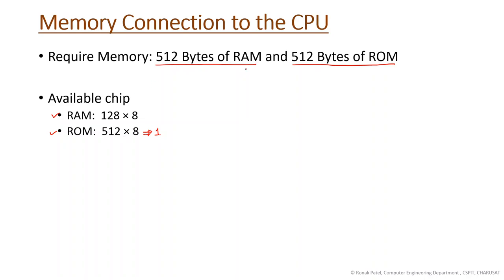Now 512 bytes of RAM. What specification is available with us? That is 128x8 bits, meaning 1 byte. This specification is available. So this is one word. 512 divided by 128. This is 2^9 and 2^7. So if you divide this, then 2^9 minus 7 means 2^2. So 4. So we require 4 RAM chips of this specification. Right, so when you use 4 RAM chips of this specification and 1 ROM chip of this specification, you can construct this memory, 512 bytes of RAM and 512 bytes of ROM.